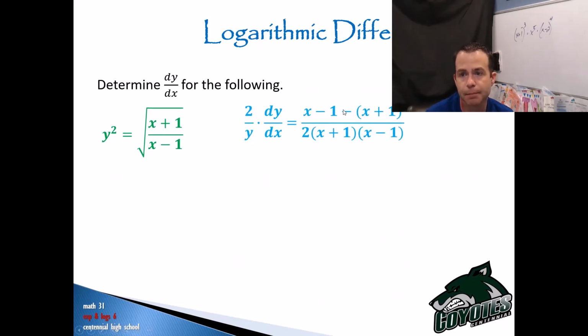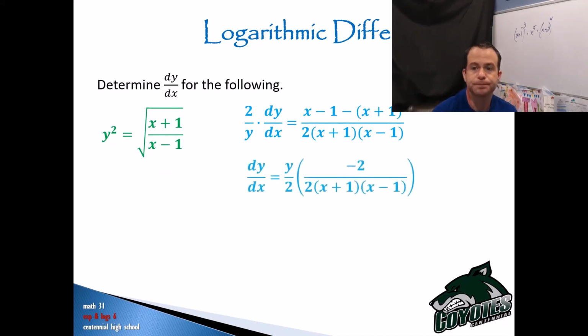I've got x minus x, so that's gone, and I've got -1 minus 1. So I'm going to have -2 on the top, but then the -2 over 2 can reduce to -1 over (x plus 1) times (x minus 1), and I'm going to multiply that by y over 2. Then I've got to put my y back.